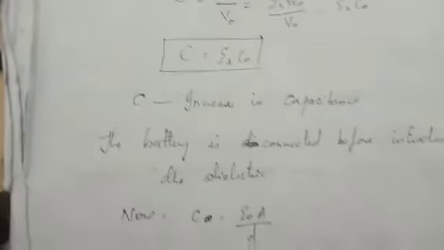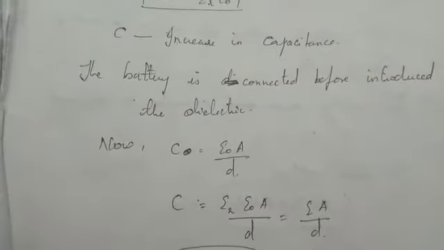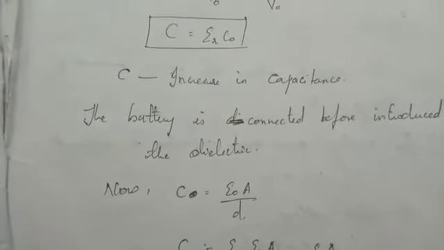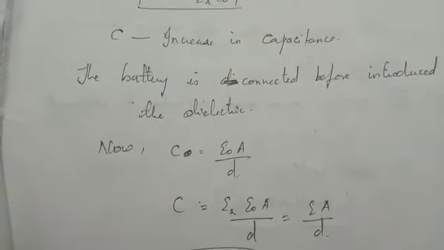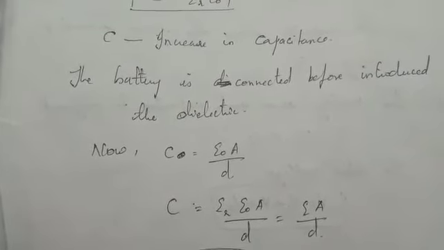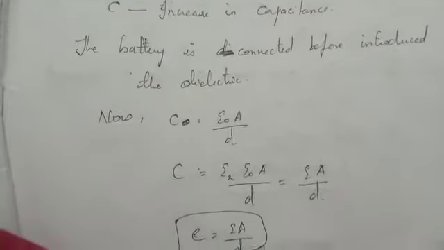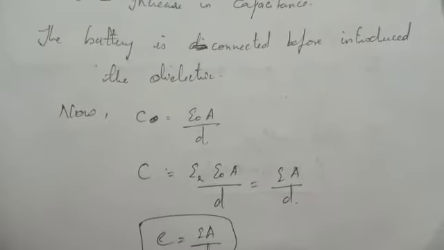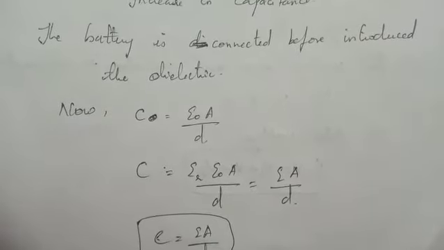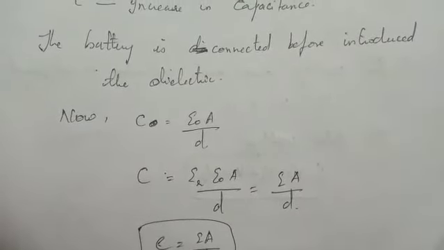We also have to rearrange that C value. You know that C is equal to epsilon r C naught. Just substitute the value of C naught, and finally you will get epsilon A by D. Then C is equal to epsilon A by D. So the capacitance value increases because of inserting the dielectric medium.